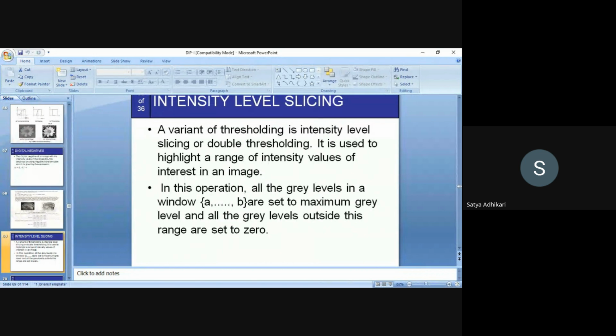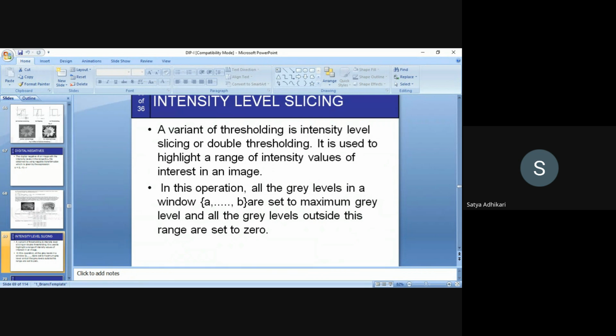Intensity level slicing. A variant of thresholding is intensity level slicing, or double thresholding. We have already discussed thresholding. Thresholding means you have to convert values to either 0 or 255, minimum or maximum. So this is known as intensity level slicing or double thresholding. Let us see what double thresholding is.